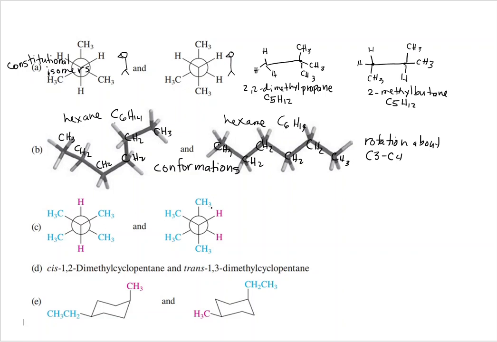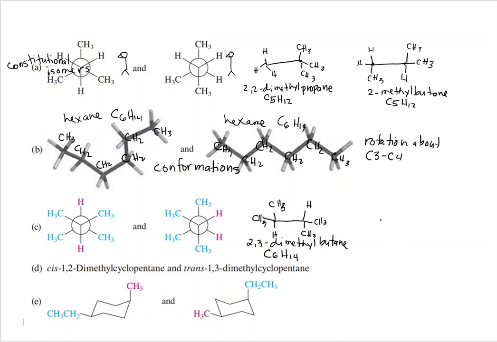Okay, let's look at C. The one on the left, this is the front, this is the rear. In the front, you have a CH3, a CH3, and an H. In the rear, you have an H, a CH3, and a CH3. 1, 2, 3, 4. That will be 2,3-dimethylbutane, isn't it? So C6H14 is its formula.